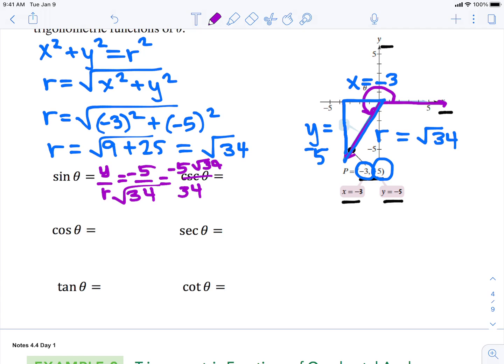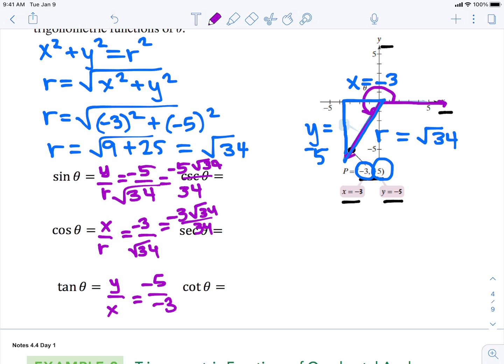Then cosine. Cosine is x over r. So x is -3. Radius of square root of 34. And then rationalize it. -3 square roots of 34 over 34. Tangent. Y over x. The y is -5. The x is -3. Simplify that to a positive 5/3.